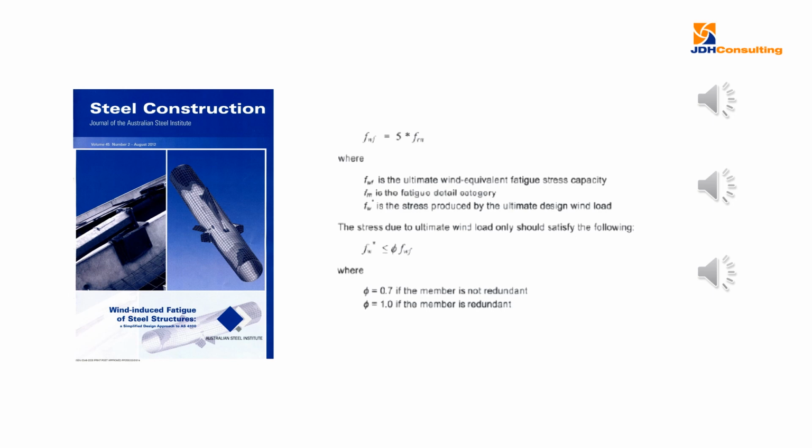So what you see at the top there is the equation F subscript WF is 5 times the detail category. FWF is the unfactored ultimate design stress. We've called it ultimate wind equivalent fatigue stress capacity, which is a bit long-winded, but if you look down the bottom, you'll see the relationship between FWF and FW star, which is the stress produced by the ultimate design wind load. And the phi factor can vary depending on whether the member is redundant or not redundant, as you see from the bottom.